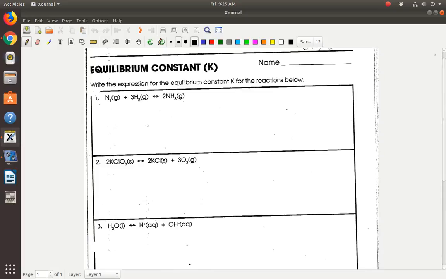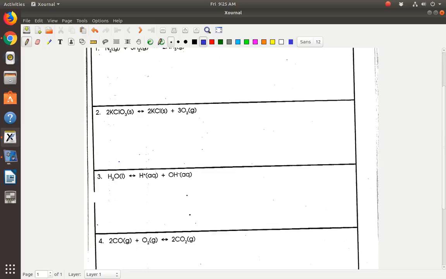So all you're going to need to do is write the expression. So we're writing the expression, and basically you're going to simplify. Whenever it says write the expression, you want to simplify it, okay? So we're going to write the expression for these. I'm not going to do number 1 with you. I will go ahead and do number 2 with you.